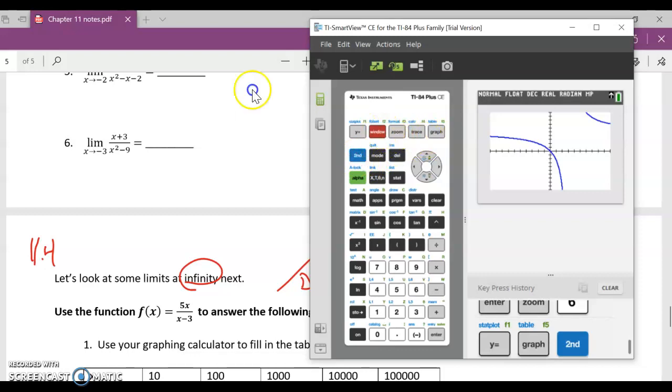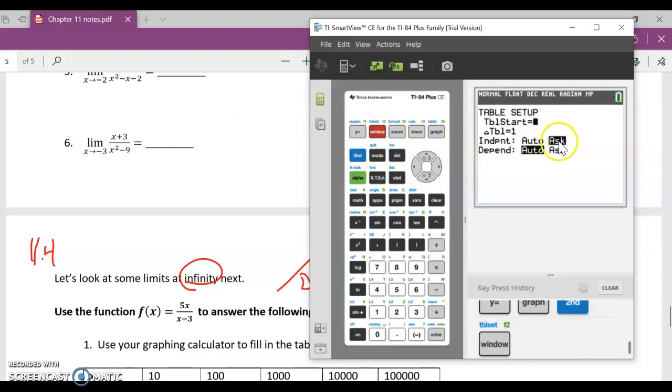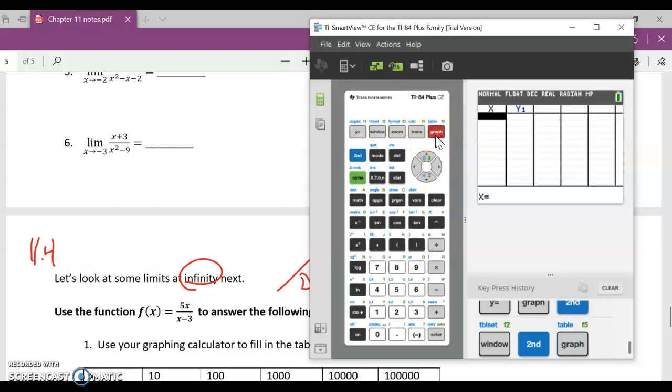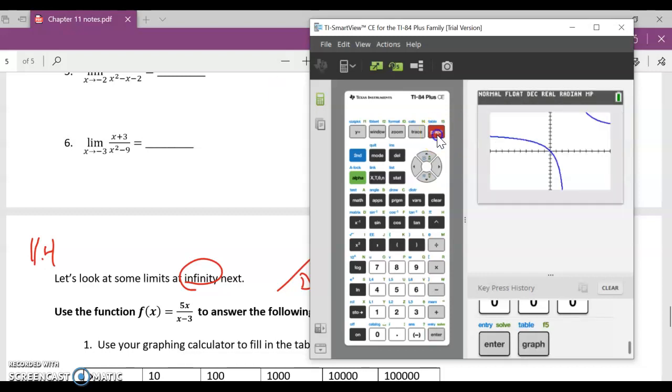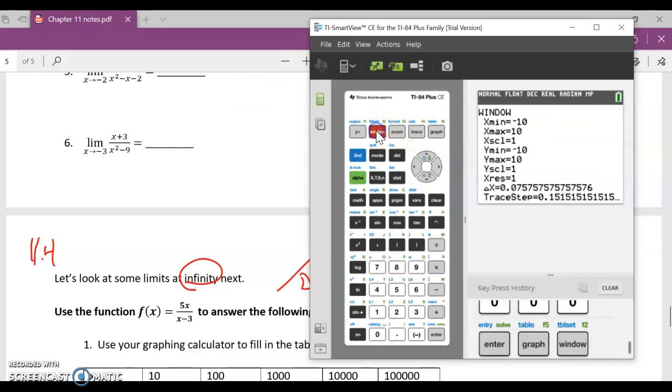If you think about what we know about this function already, we are going to fill out this table. I'm going to go to my table setup. Remember, we want this on ask. That means right now my table is blank. And I can say, well, what if x is 10? Or it gets bigger and now x is 100? Or x is 1,000? Or 10,000? Or 100,000? We can look at these y values, and it looks like y is getting closer and closer to 5.